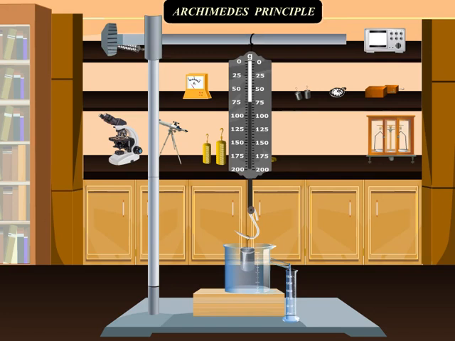According to the Archimedes principle, the apparent loss in weight of the block is equal to the weight of the water displaced by the block. Let us understand this through the given animation.